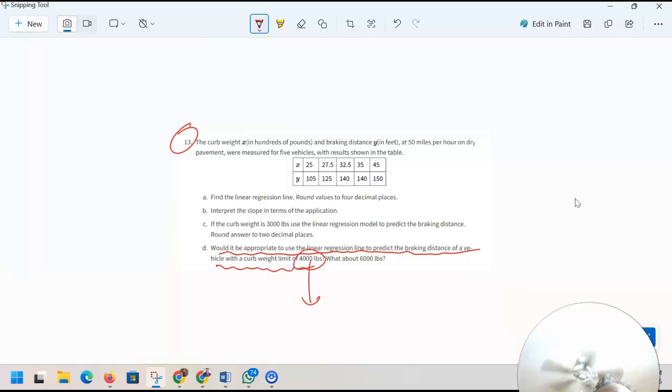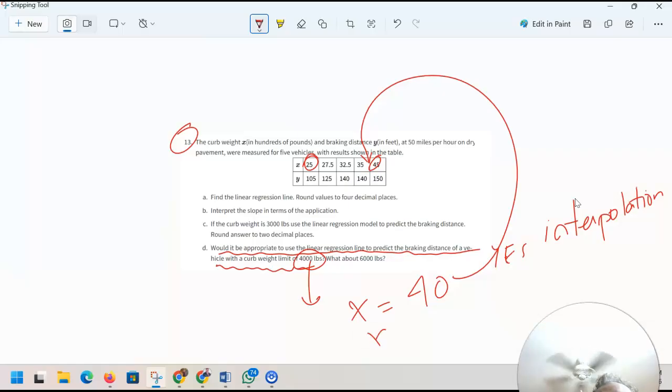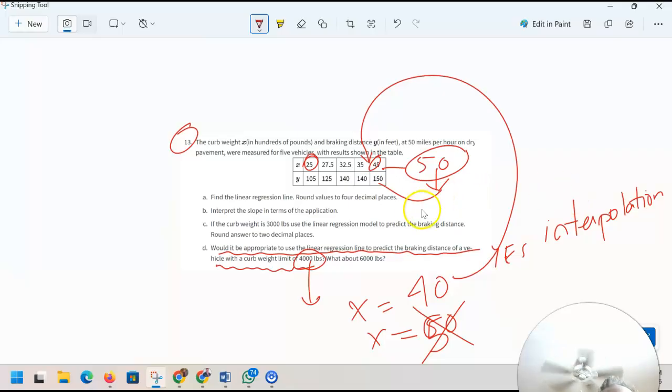So what this basically means is your x is 40. Now 40 is between 25, and you say yes, this is positive. This is called interpolation. It is within the range of the x, the weight of the vehicle. So this is okay. But if the same thing was, let's see, 50, no, this is not okay because 50 is more than that, so that's the extrapolation. Even though the calculator does the job, it's outside. So I hope that helps.